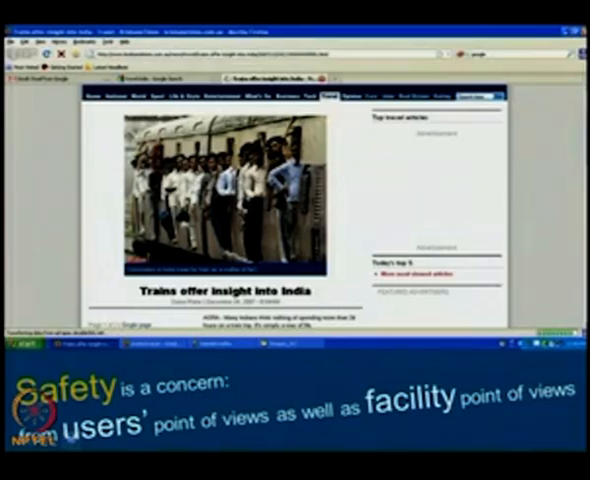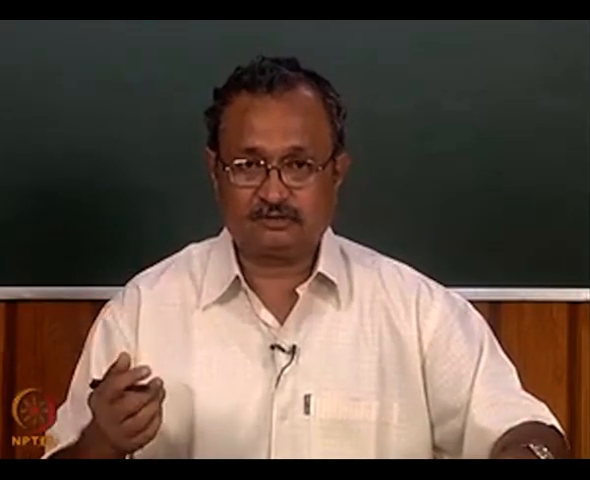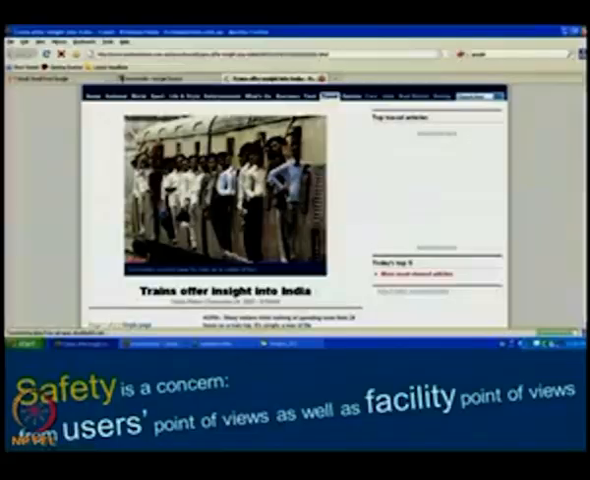Now, when we see safety, not only in product safety, but the feeling of this. Like this is from a website, it is said that in a train how people are transported, how people are travelling. Trains offer insight into India, that image carries in. That is, safety is a concern nowadays.